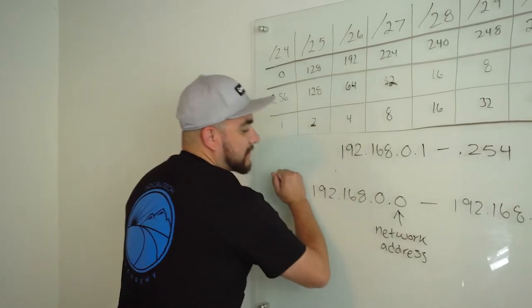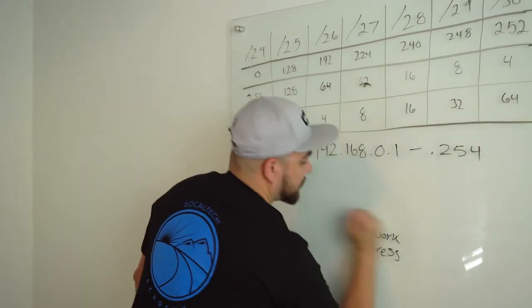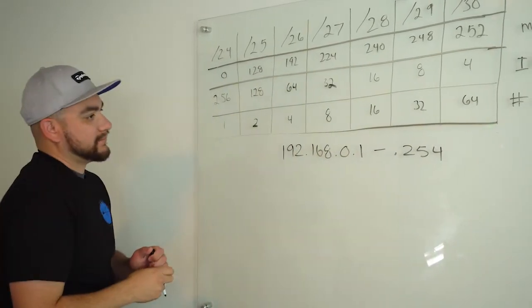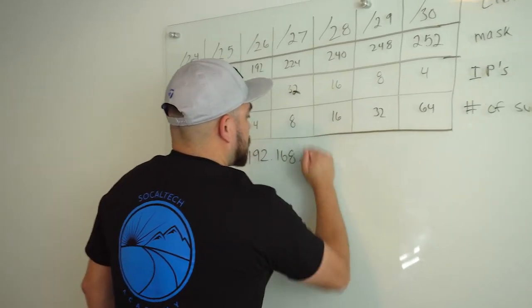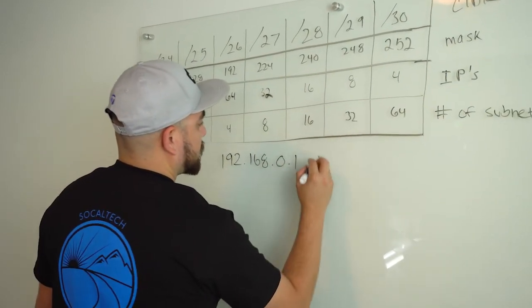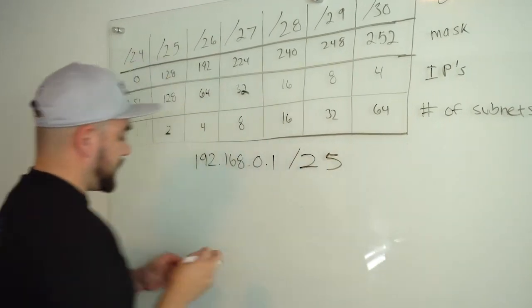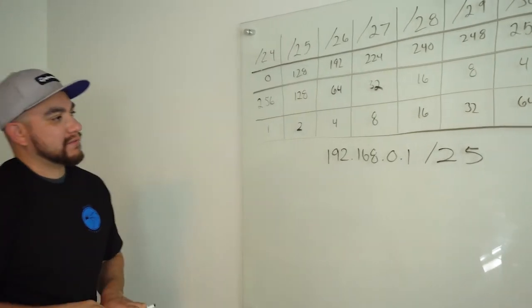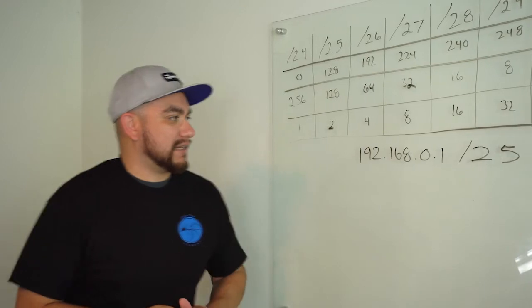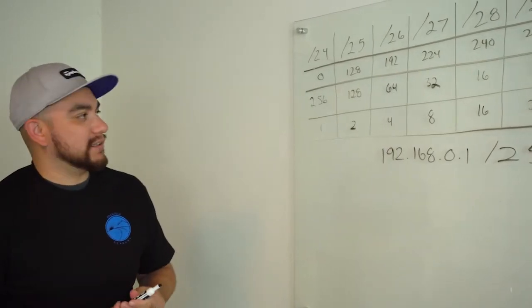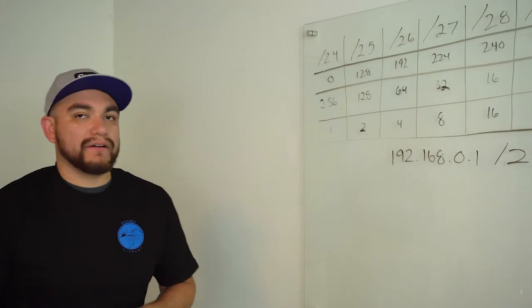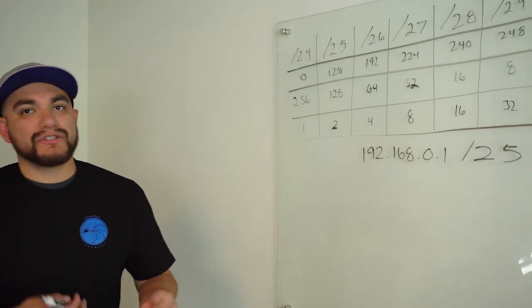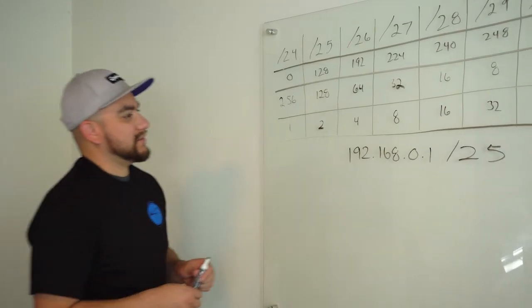Let's go on to a different one. Let's go on to a /25. So you're given this IP address and you're given the subnet mask of a /25. So let's figure this out. Let's figure out our network address, our broadcast address, and how many usable IPs we have within this particular subnet.